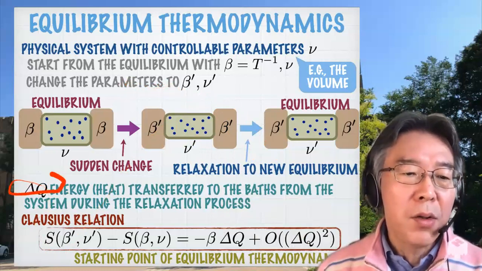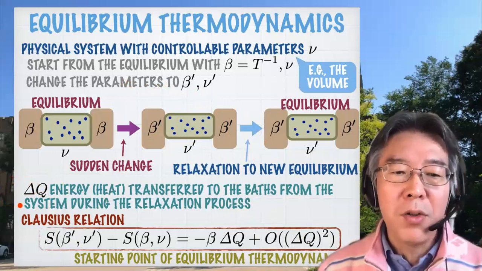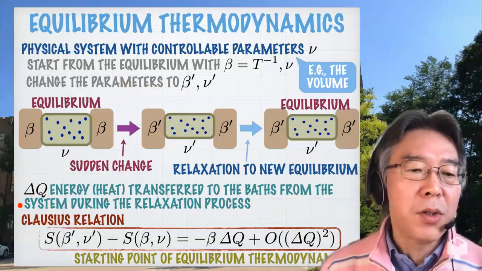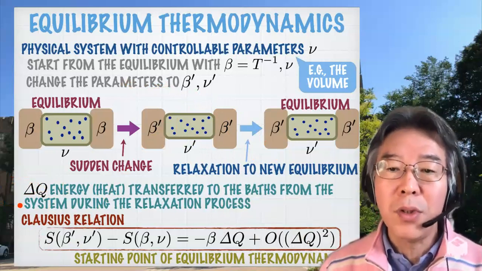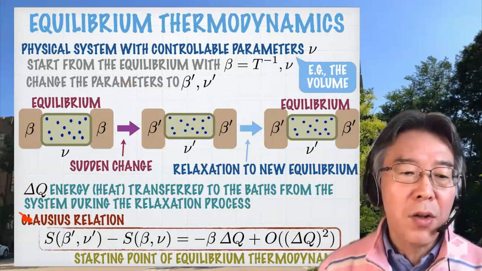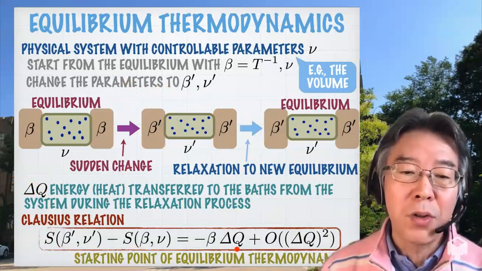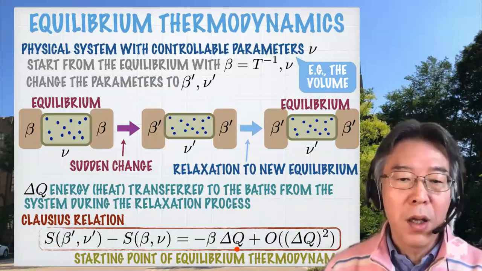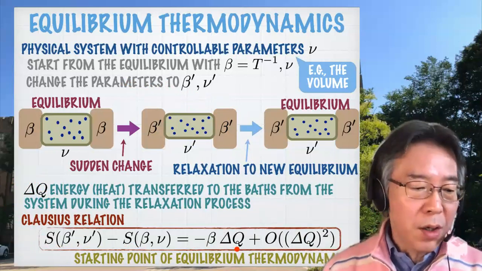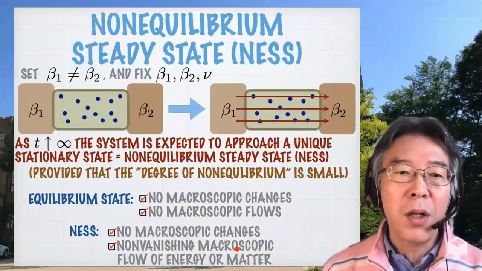By delta Q, we denote the energy transferred to the bath from the system during this relaxation process. Of course, that's heat. Then you know that the Clausius relation is valid. The difference in the entropies of the final and initial state is basically equal to delta Q divided by T. This, as you know, was the starting point of the whole theory of thermodynamics.